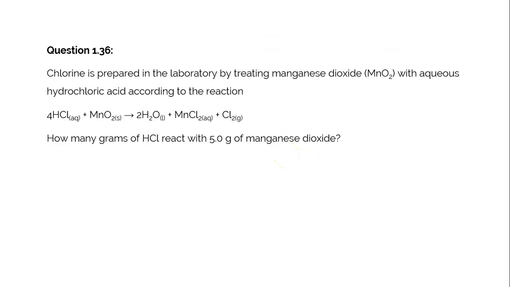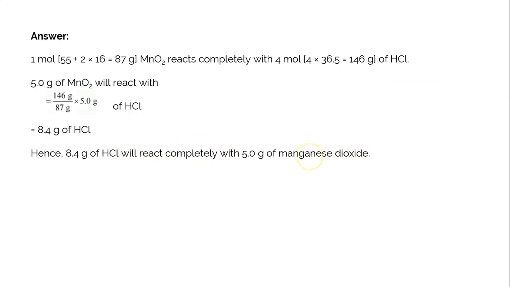Let's move on to the next question, number 1.36. Chlorine is prepared in the laboratory by treating MnO2 with aqueous hydrochloric acid according to the reaction. This is balanced also. How many grams of HCl can react with 5 grams of manganese dioxide? You have a balanced chemical equation. It is a direct stoichiometric calculation. Let us see how to do this.